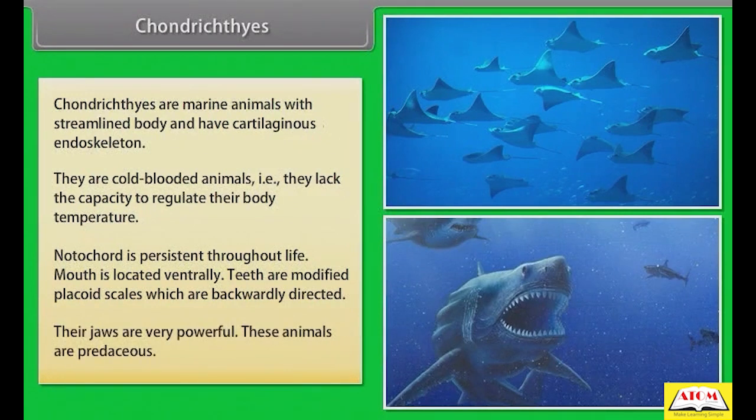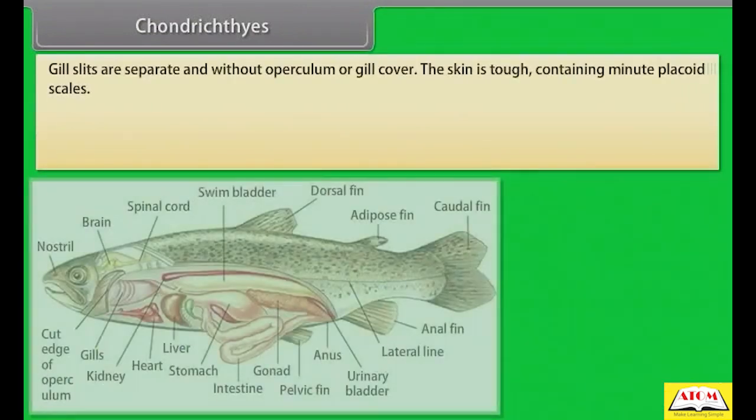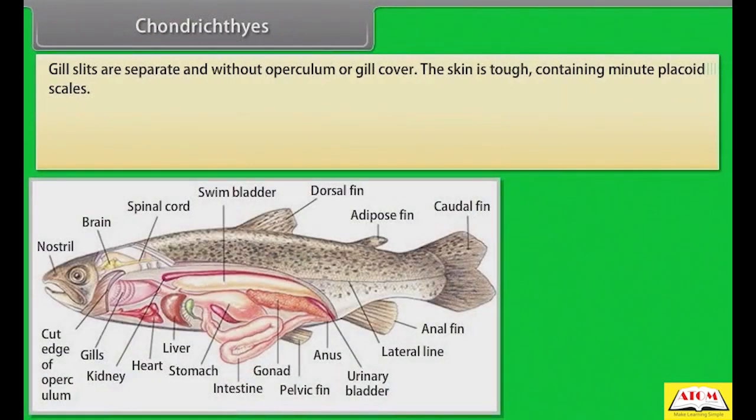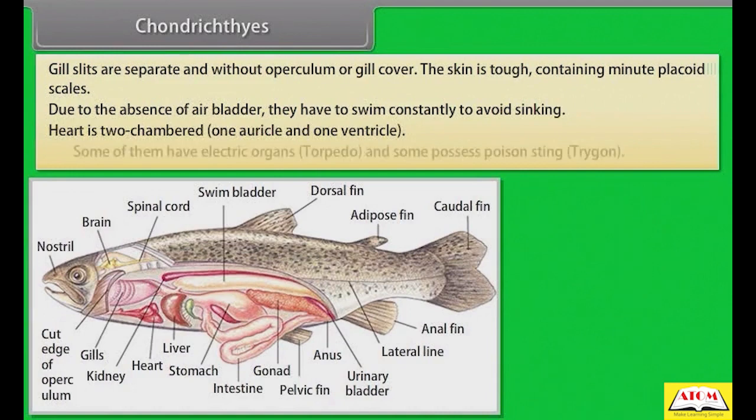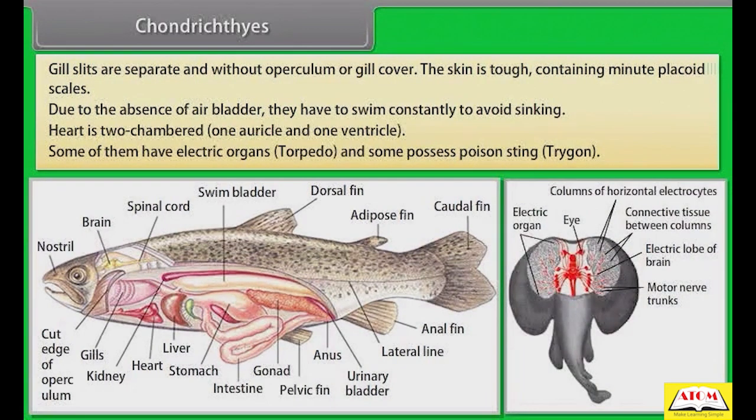These animals are predaceous. Gill slits are separate and without operculum or gill cover. Their skin is tough, containing minute placoid scales. Due to the absence of air bladder, they have to swim constantly to avoid sinking. Heart is two-chambered, one auricle and one ventricle. Some of them have electric organs, Torpedo, and some possess poison sting, Trygon.